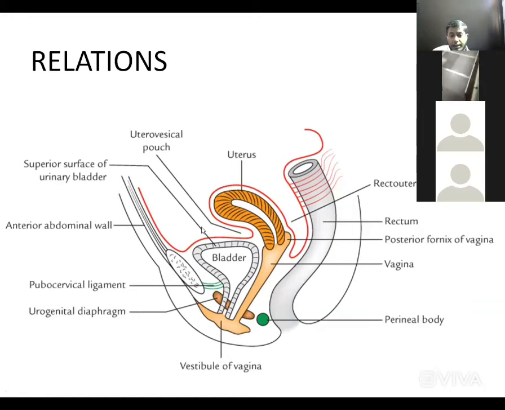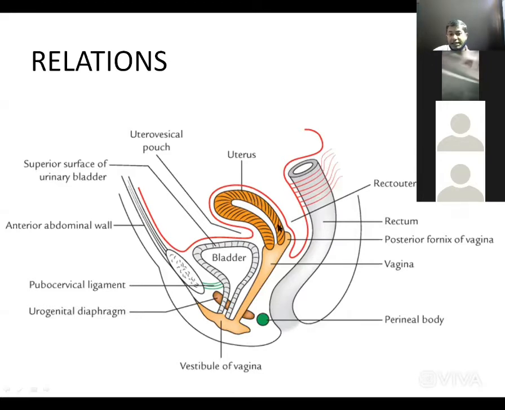So the vaginal part of the cervix is related with the anterior fornix of the vagina. Now coming to the posterior surface. This posterior surface of the uterus is related with the sigmoid colon and the coils of the small intestine. Above here, where I am moving the cursor, there are the coils of the small intestine as well as the sigmoid colon. That is the body, the posterior relation.